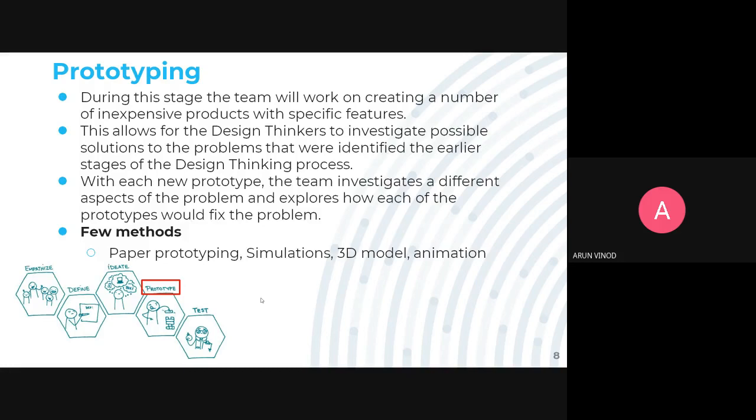So this allows design thinkers to investigate possible solutions to the problems that were identified in the earlier stages of the design thinking process. For example, you can investigate a particular product by creating a prototype. That prototype will be given to the customer. And if needed, if any problems are there in the prototyping, you can go back to the previous stages and redefine it, and then change your prototype again.